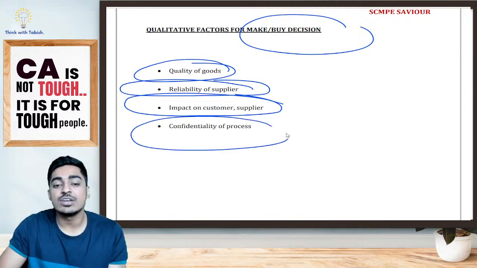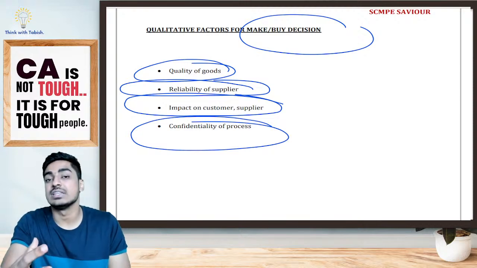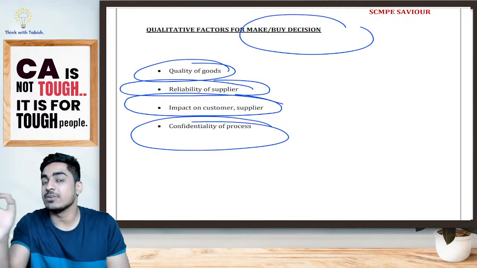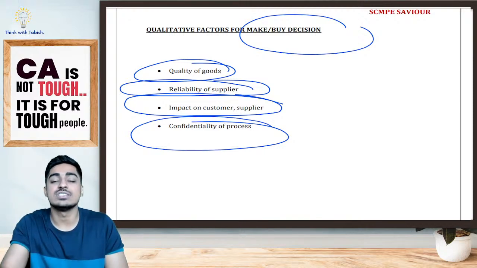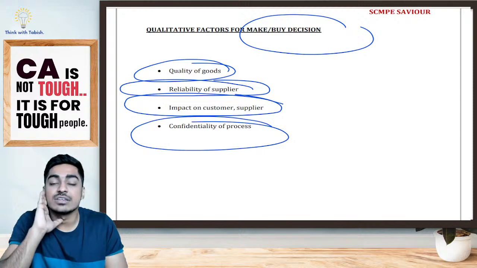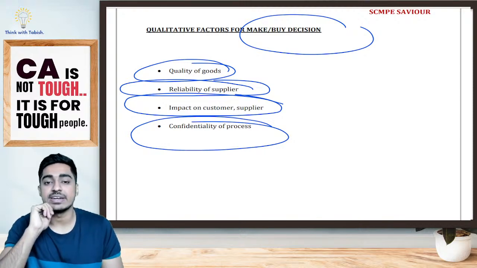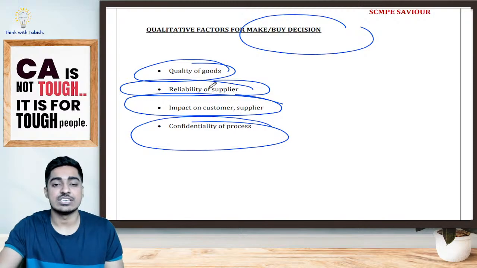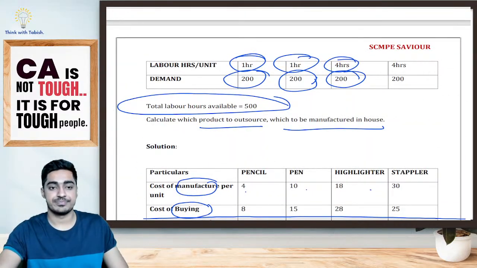And confidentiality of the process. If the product we are producing is such that it is confidential, yes, we are under a threat if we give it to an outside third person. The threat is he may leak out the confidential process, the trademark, the secret. So in such cases, we should not give it to outside. These are the qualitative factors which should be kept in mind in case of a make or buy decision. Is it clear, students? Is it fine?